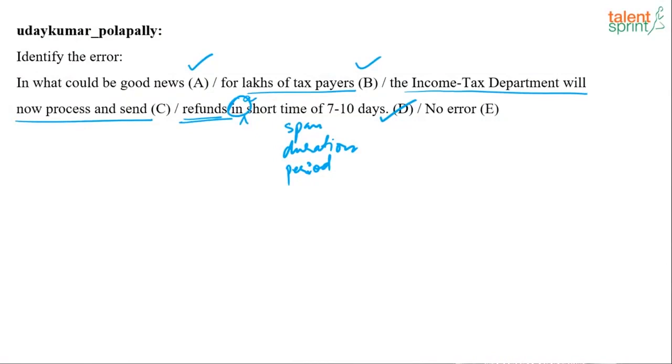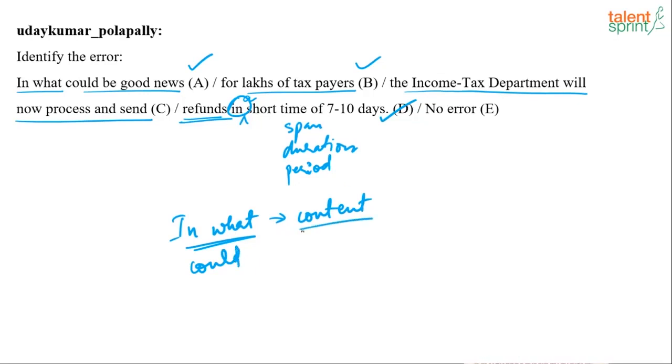Please explain part A. In what could be good news? Okay, in what could be good news? Okay, so this could be a good news. What is the meaning of the sentence? In what? Okay, "in what" talks about the content. So the content that we are going to discuss further, it could be in that content. Okay, it could be a good news. It is talking about the possibility of being a good news. Okay, so that is the meaning.